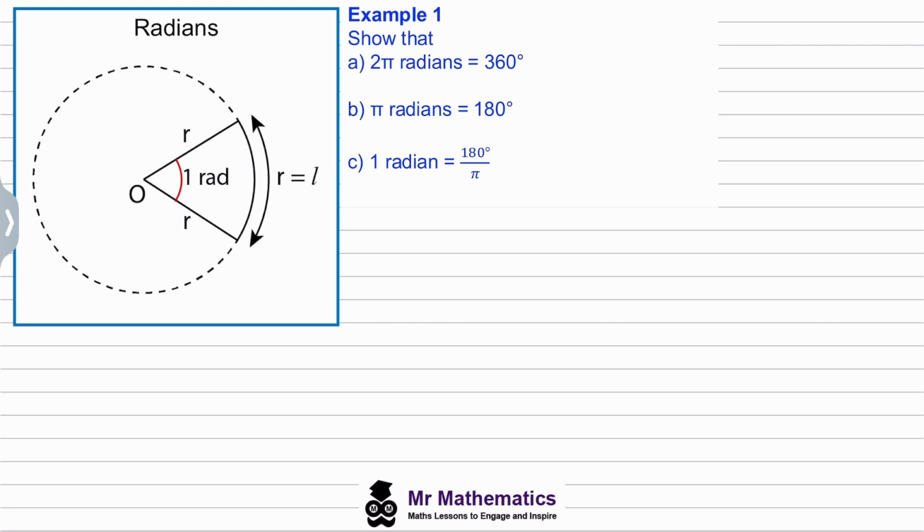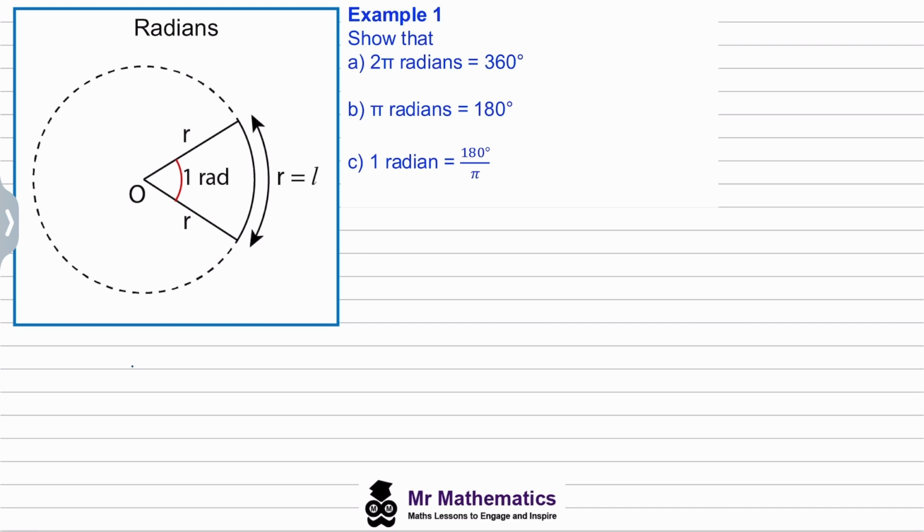Radians are an alternative way of measuring angles, and they are much easier to calculate with when we differentiate and solve trigonometric equations. And 1 radian is where the arc length of a sector is exactly the same as the radius of that sector. Then this would be 1 radian. Okay? I'll show you how this works.